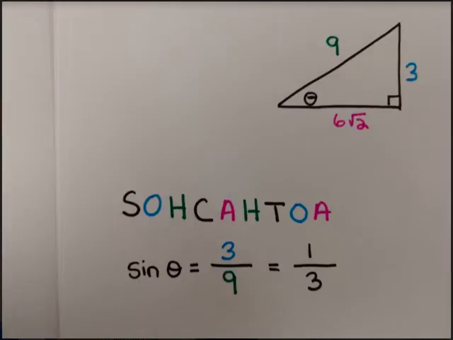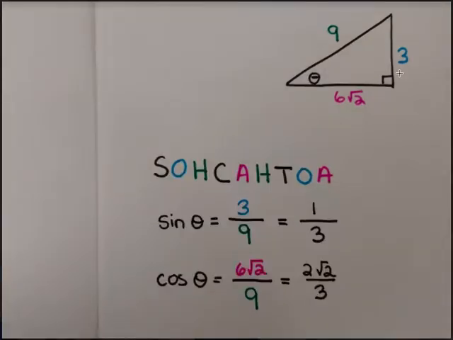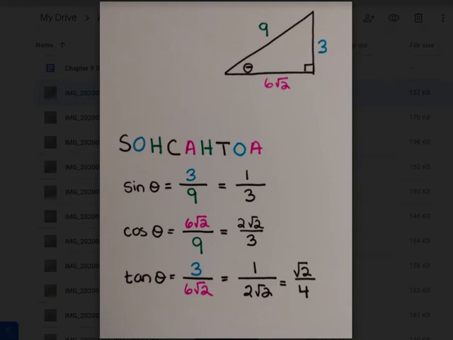SOHCAHTOA. Sine is opposite over hypotenuse, 3/9, which reduces to 1/3. Cosine is adjacent over hypotenuse. The 6/9 part can reduce to 2/3. Tangent is opposite over adjacent. I reduce the 3/6 to 1/2. But remember, we can never have a square root in a denominator. So what I'm going to do is multiply the top and the bottom by root 2. That makes the top root 2 and the bottom 2 times root 4, which is 2 times 2, which is 4.